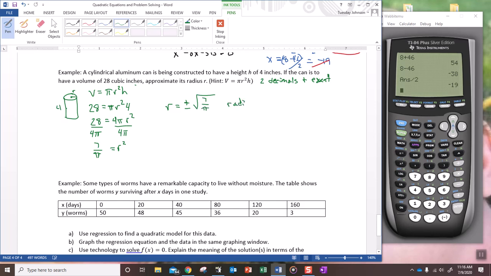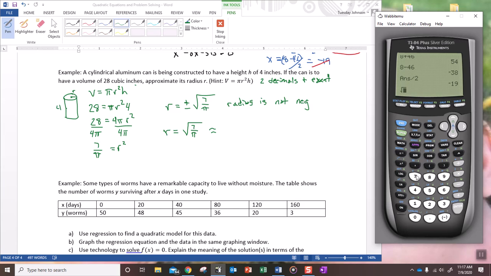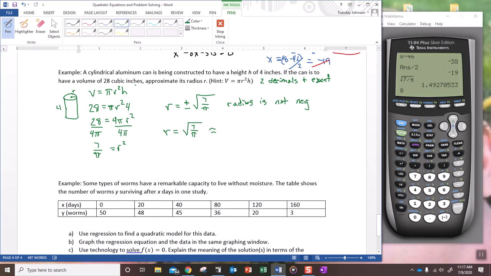But we know radius is not negative. So our radius will be the square root of 7 over pi, which is approximately 1.49 inches. All right, so the radius of the can is approximately 1.49 inches, 3-inch diameter, 4-inch height, approximately 28 cubic inches of aluminum.